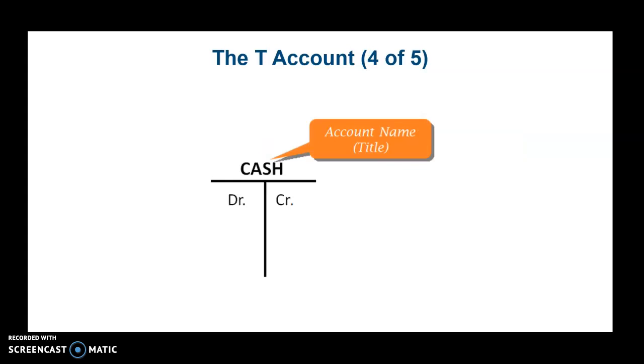So we have the T accounts for every single account. And if you remember in chapter 2, we dealt with things like cash, prepaid insurance, accounts payable, accounts receivable, supplies. We had a revenue account. You had an expense account. So each one of those is going to have a T account. And the top of the T account is going to be the name. And then you have your debit and your credit.